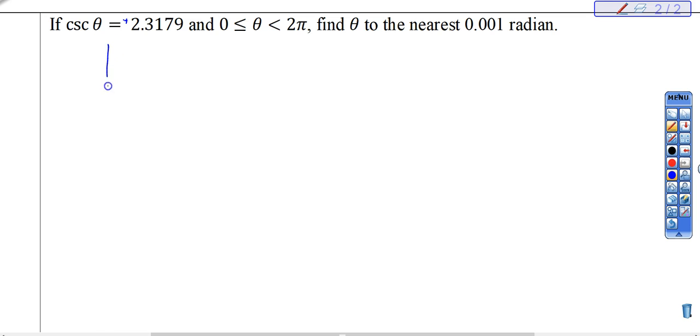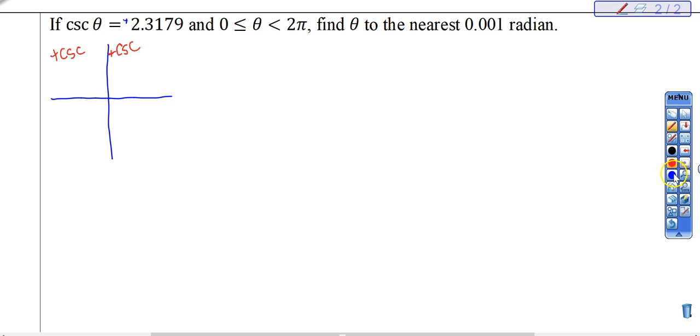So remind me, in which quadrants is cosecant of theta positive? In 1 and 2, right? Because everybody's positive in quadrant 1 and sine is positive in quadrant 2, so its reciprocal cosecant is also positive in quadrant 2. So here's what I know. We have a positive cosecant here and a positive cosecant here in quadrant 2. So there's two angles in a positive rotation where I'll get a positive cosecant.